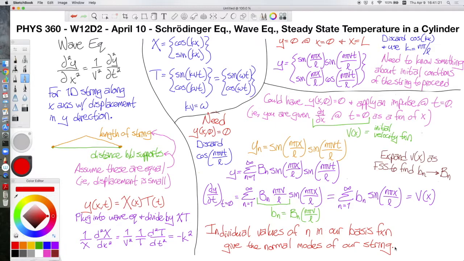Now on to probably the most difficult thing we'll do today, which is the steady state temperature in a cylinder. Perhaps not surprisingly, these problems get more complicated when you let them be two-dimensional or three-dimensional rather than just one-dimensional.